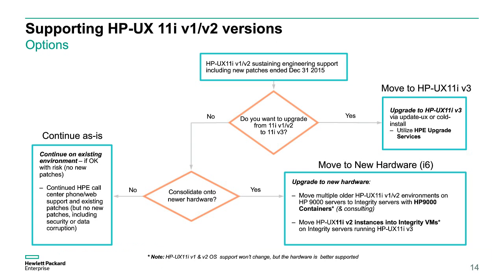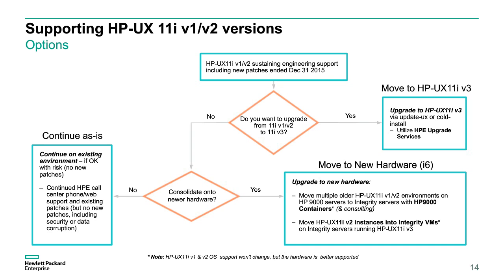So if you're on 11iv1 or 11iv2, how might you move forward? So we start off in the middle top of this flowchart here. So you're on sustaining engineering support. Do you want to upgrade from 11iv1 or v2 to v3? If you do, great. Upgrade to 11iv3 with update-ux or cold installation. Obviously you've got to have application support for that. It's relatively straightforward. Most of the current platforms will support 11iv3. If it's an HP 9000 system, it would deploy the PA-RISC binaries, and if it's an Itanium system, then it will deploy the Itanium version of the operating system, of course.